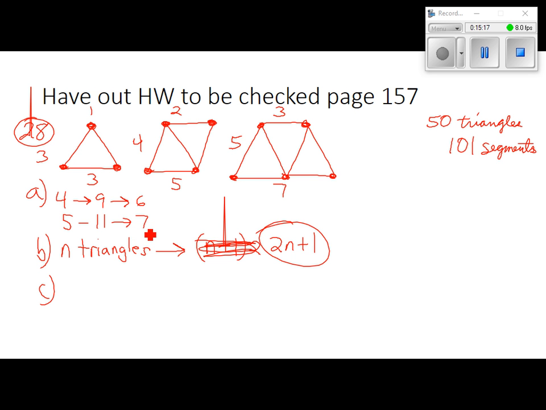Instead of 2 times n plus 1, what is it now? When you look at the number of triangles, you're just adding what? 2 each time, is that right? So it'd just be n plus 2. You're just adding 2 to the number of triangles to get the total number of points.